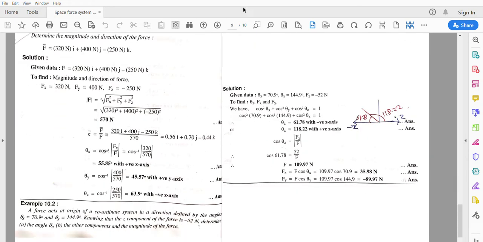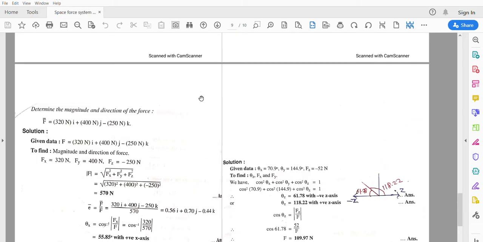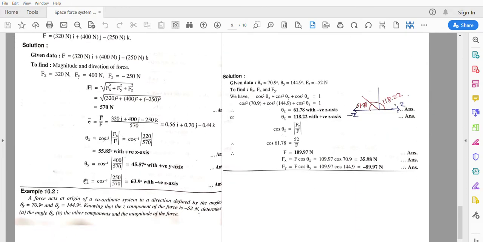In the second question, determine the magnitude and direction of the force. It's exactly the opposite question where Fx, Fy and Fz are given. This force is expressed in terms of Fx i plus Fy j plus Fz k. From this you can easily find out which is Fx, which is Fy and which is Fz. You can easily determine the resultant, and we know cos theta x is equal to Fx by F. So theta x is equal to cos inverse of Fx by F. By using this simple equation we can get theta x, theta y and theta z.